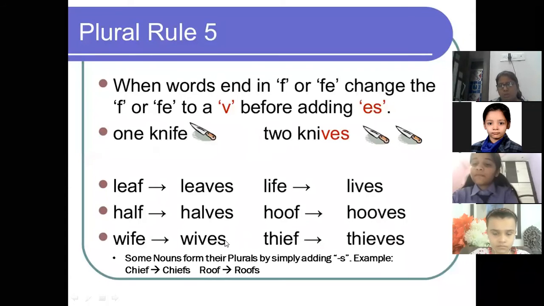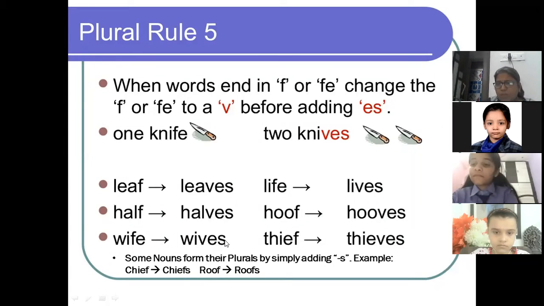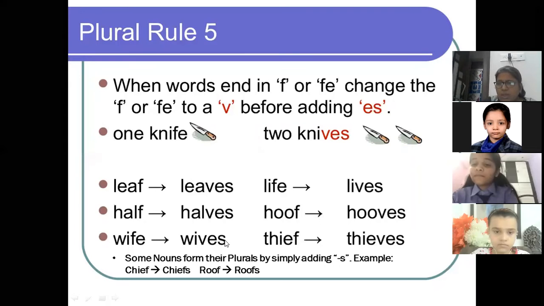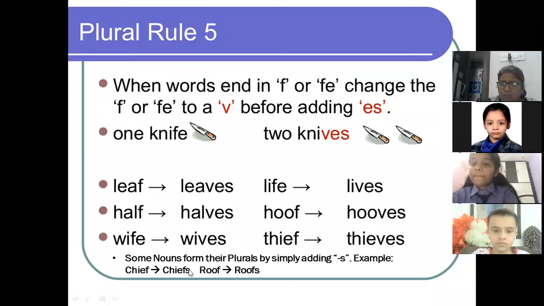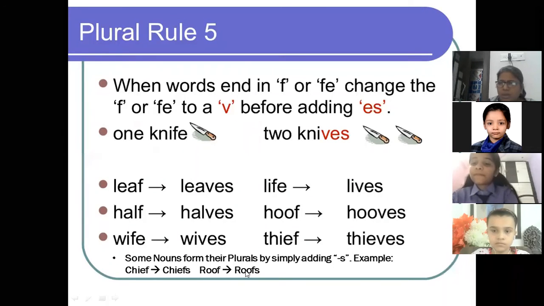Now some nouns form their plural simply by adding s, because this is according to the grammar rule. Like chief becomes chiefs, roof becomes roofs, and some more examples you can read in your book.